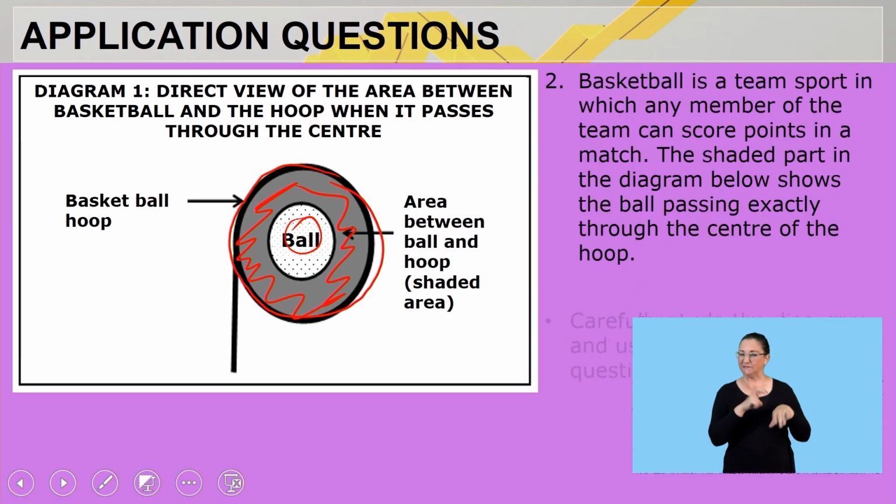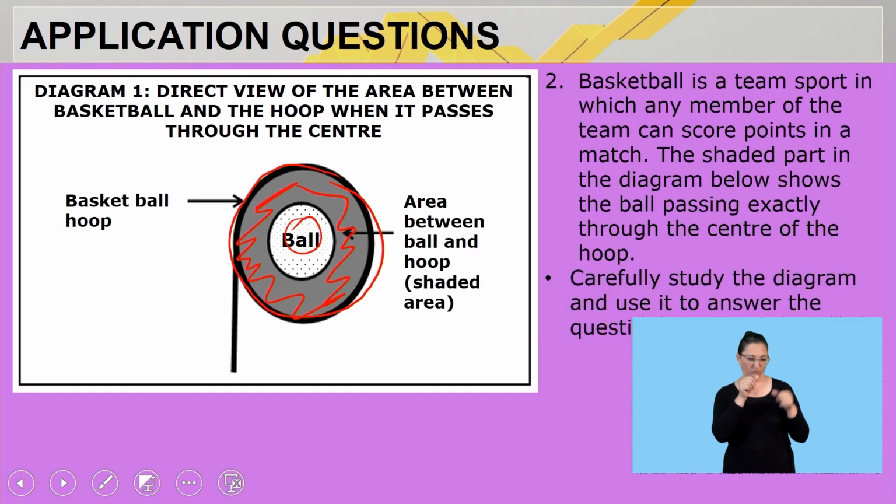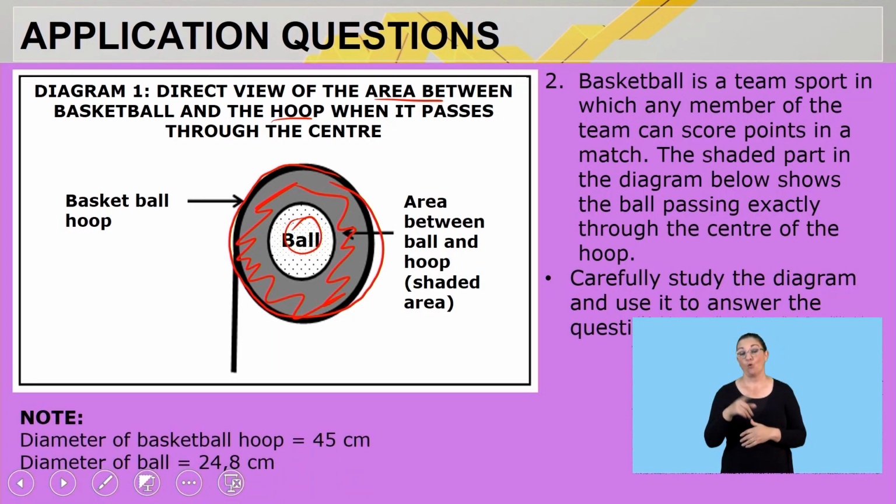Okay, so let's see what we need to calculate. It says carefully study the diagram and use it to answer the questions that follow. Right, we already looked at it. It's a direct view of the area between the basketball and the hoop when it passes through the center. Okay, now let's look at what else is presented. Again, a note is given.